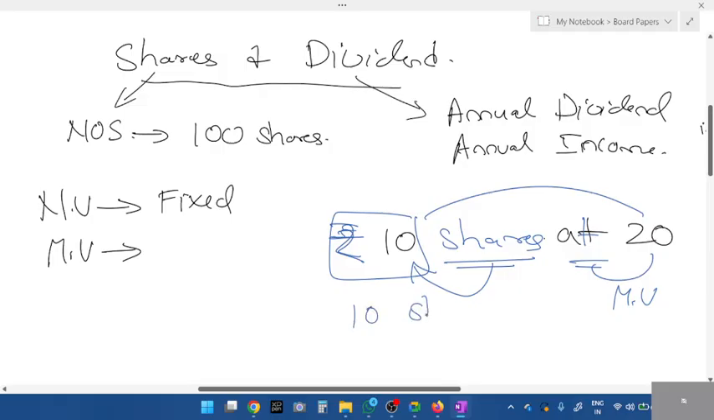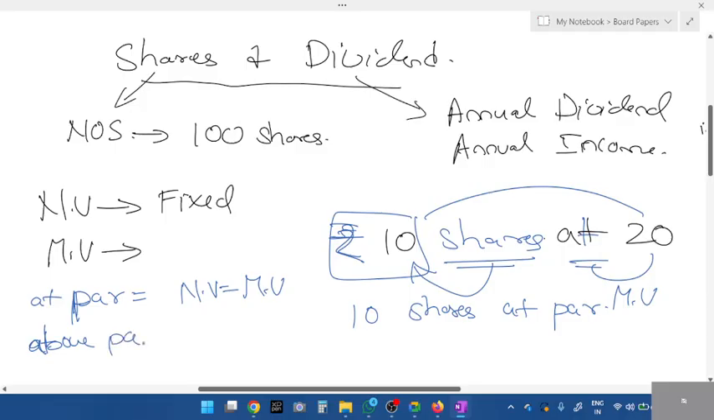Sometimes it's rupees 10 shares at par. There are three words you have to remember: at par, above par, below par. Premium and discount are different. Using the word par, at par means equal to, students. Nominal value will be equal to market value.